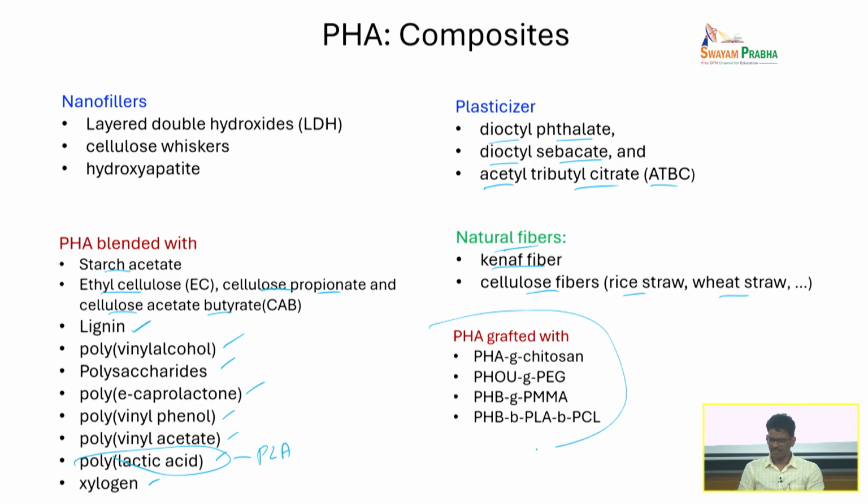Recently, there is a lot of development happening in grafting. That means you take your PHA and chemically link other polymers or functional groups. For example, there's one study in which PHA and chitosan are grafted. Chitosan has, what are the functional groups available in chitosan?